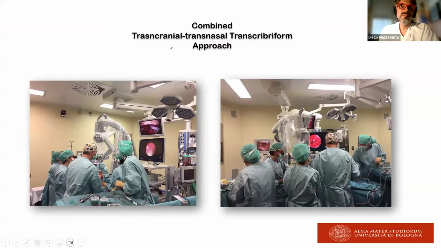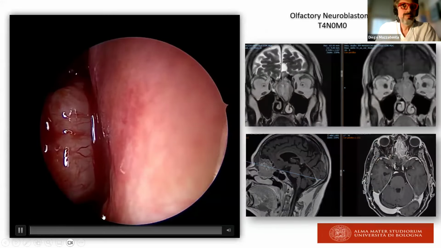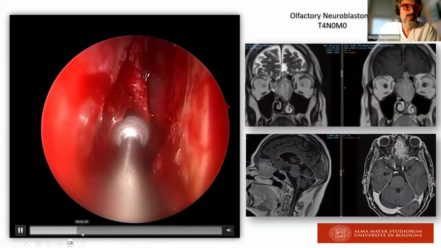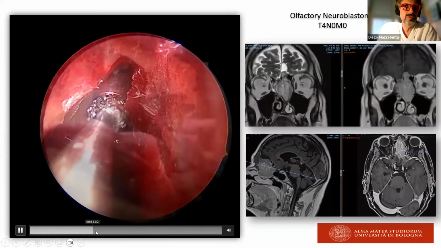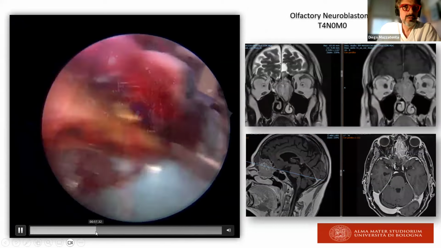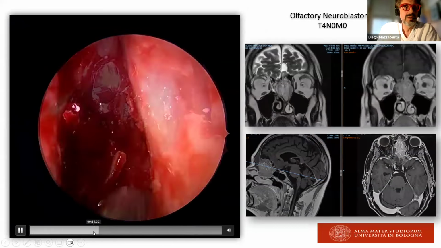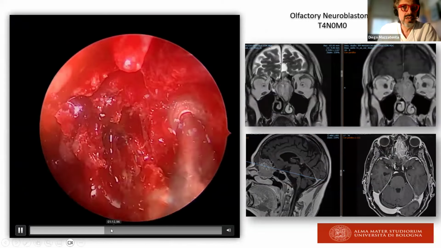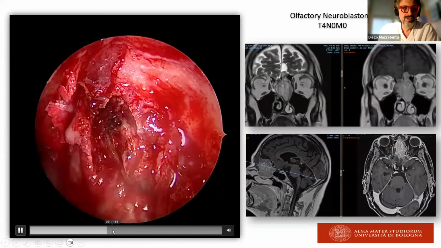In case of a combined transcranial transnasal transcribriform approach, for example, in this case, you can see the neurosurgeon uses the microscope, but you can see also the exoscope, and the ENT surgeon uses the endoscope. We prepare intranasally. This is the tumor removal phase. In this case, you can see the double. We operate simultaneously, the neurosurgeon and the ENT surgeon.